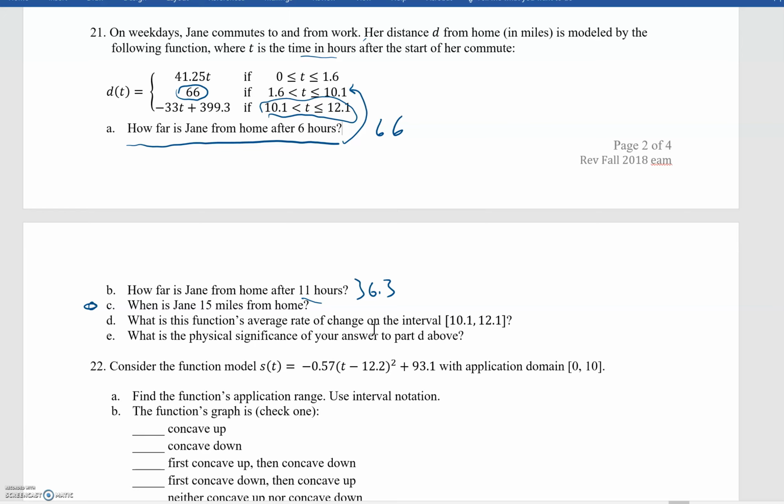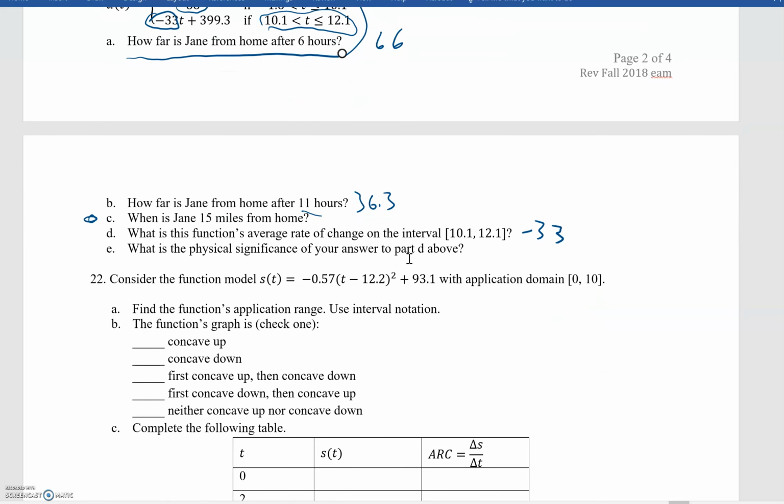What about D and E? What is the function's average rate of change in the interval 10.1 to 12.1? Well, you really don't have to compute anything. 10.1 to 12.1 is piece 3. We have already talked about the slope being negative 33, and that is the average rate of change, so it's just negative 33. I don't have to compute that because that whole portion is linear, and linear functions have constant rate of change. And so if I found the rate of change anywhere, I know it everywhere for that piece.